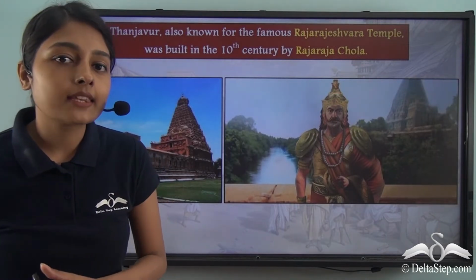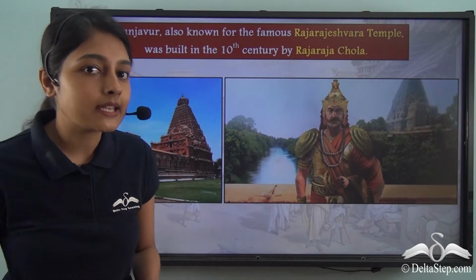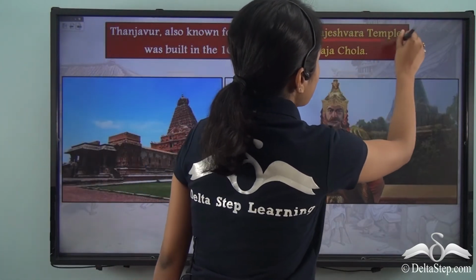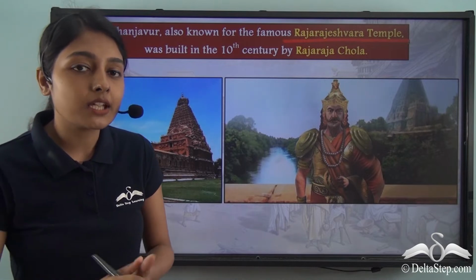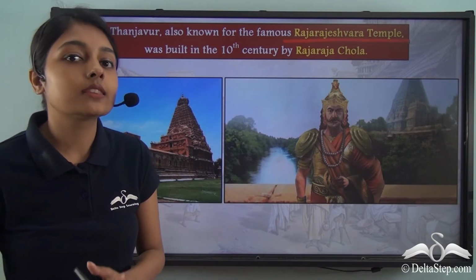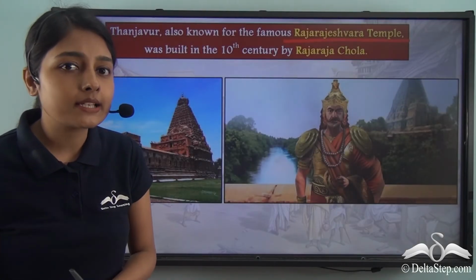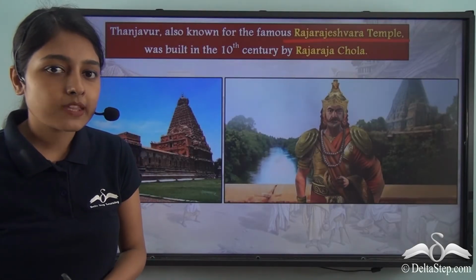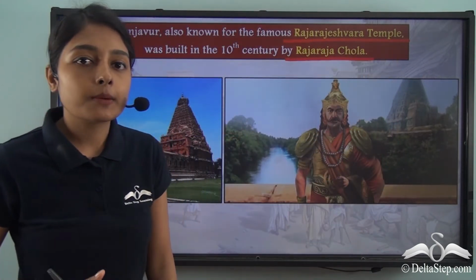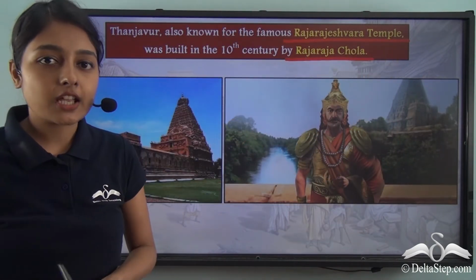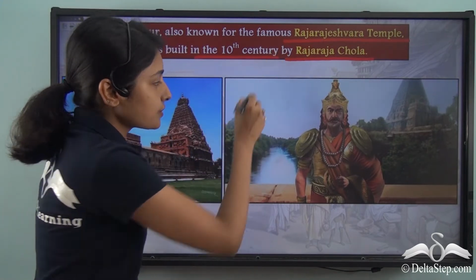Now, whenever we take the name of Thanjavur, another very important temple that comes to our mind is the famous Raja Rajeshwara temple. The Raja Rajeshwara temple, that is also known as Brihadeshwara temple, is located in Thanjavur or the present-day Tanjore. Now you must be questioning who built this Raja Rajeshwara temple. It was the Chola ruler Raja Chola, who commissioned the construction of Raja Rajeshwara temple, and this temple was built in the 10th century.